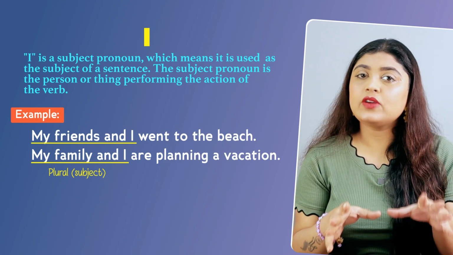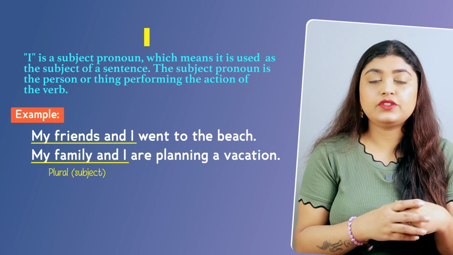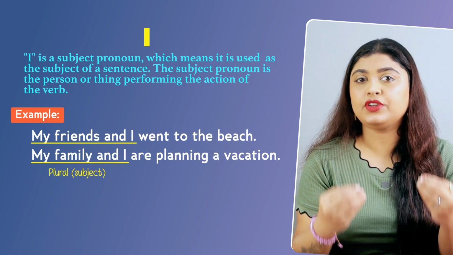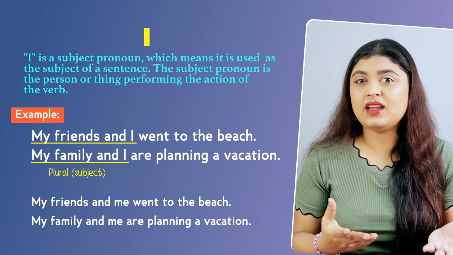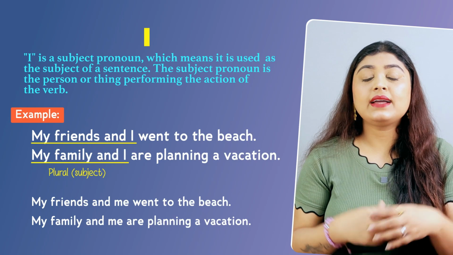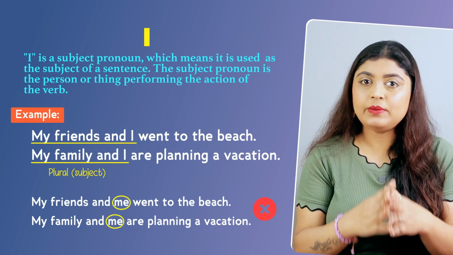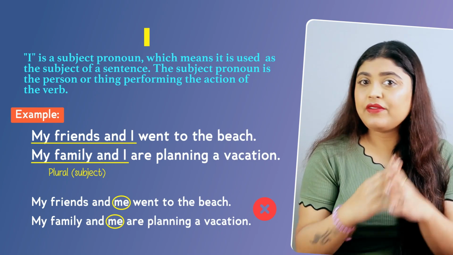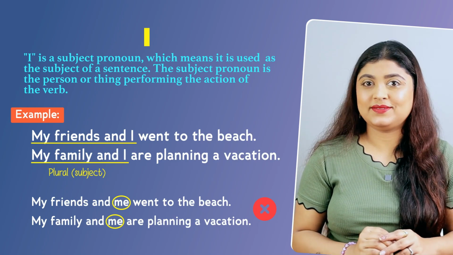Now, in those cases, there's a tendency in beginners to use me often. So, for example, it's very easy for you to say, my friends and me went to the beach, or my family and me are planning for a vacation. But using me over here is not correct, because remember, we never use me in place of a subject. It's always I.